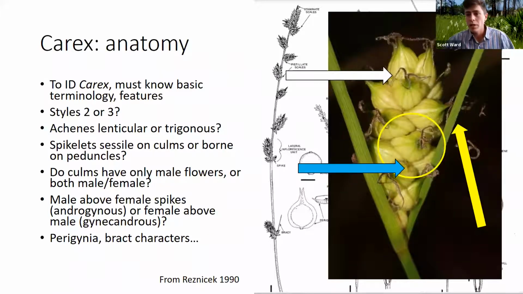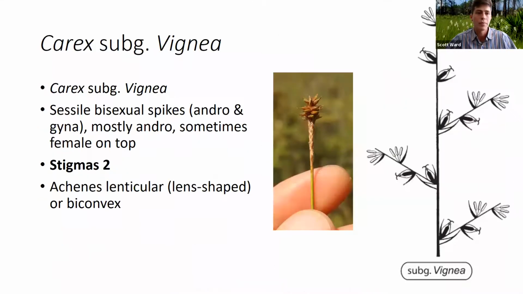So here's just a picture of Carex striata, and the white arrow points to the styles. That's in numbers of 3 in that case. This would be in subgenus Carex, which I'll talk about in a second. The blue arrow points to the scale that subtends the Perigynia, which is circled in yellow. And the yellow arrow points to the bract, in this case longer than the inflorescence. So all these are really pertinent when you start to think about how to key these things out.